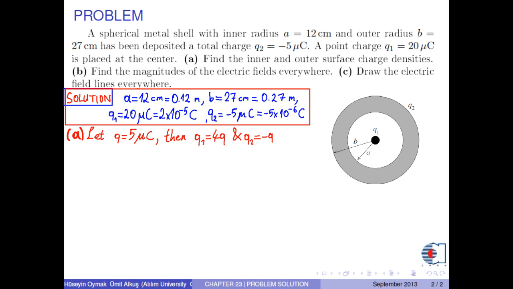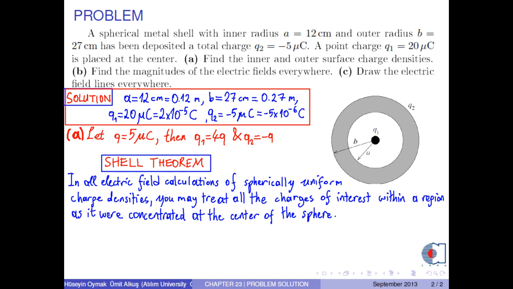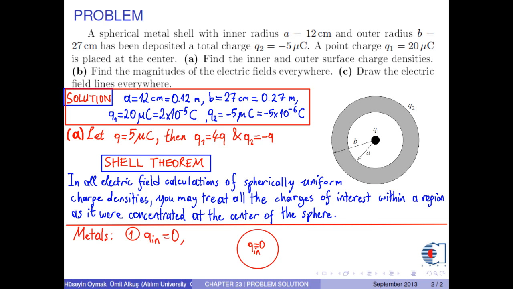Let us remember the shell theorem, which states that in all electric field calculations of spherically uniform charge densities, you may treat all the charges of interest within a region as if they were concentrated at the center of the sphere. For metals, there is no charge inside the metal and all the charges are distributed on the surface. Therefore, the electric field inside the metal is 0.